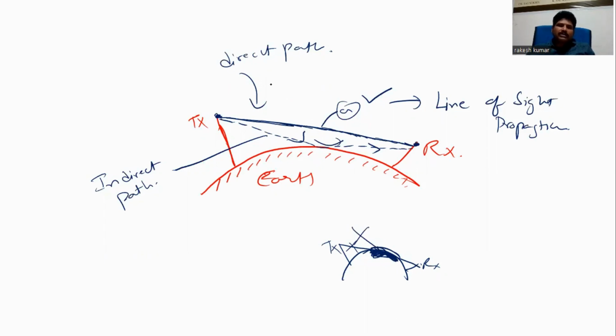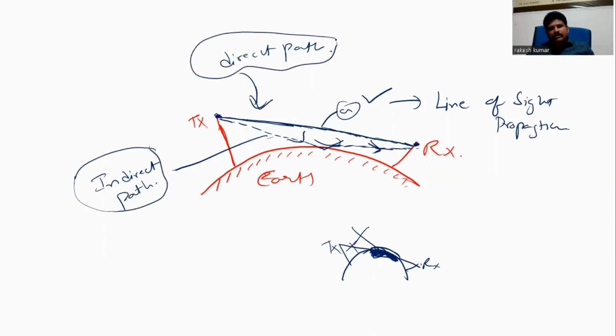So there are two paths for a signal to come from transmitter to receiver in LOS or tropospheric. One is through the direct path. Another one is that it touches the surface and gets reflected back by 180 degrees and reaches the receiver. So the second one is the indirect path, and the first one is the direct path. Okay. So now let us calculate.